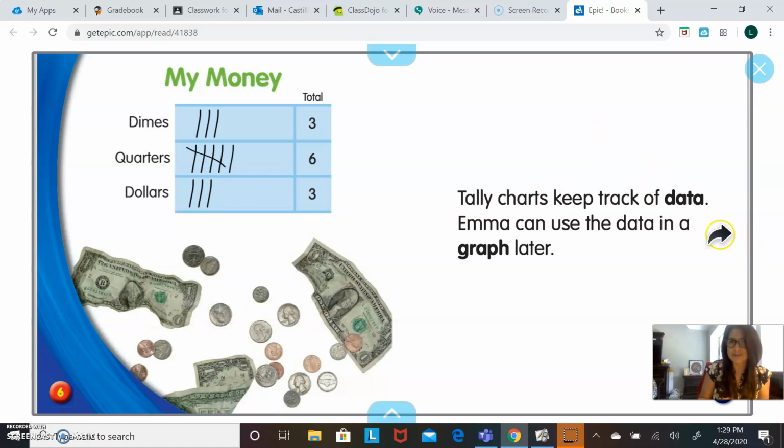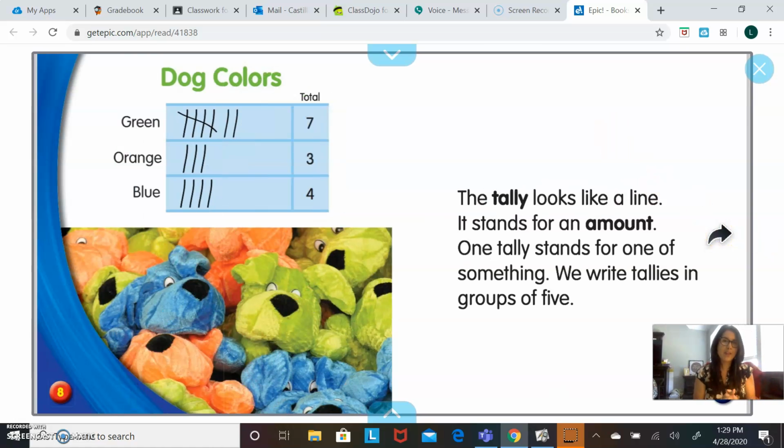Let's keep going. Here we have another tally chart. This tally looks like a line. It stands for an amount. One tally stands for one of something. We write tallies in groups of 5, and when we get to 5, we know this grouping is 5, right? So let's take a look at this tally chart and let's analyze it and then interpret it.